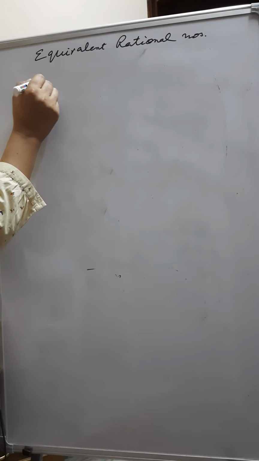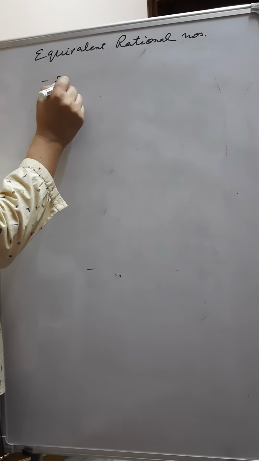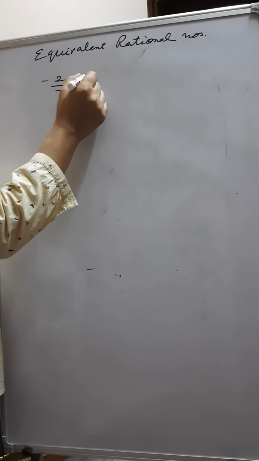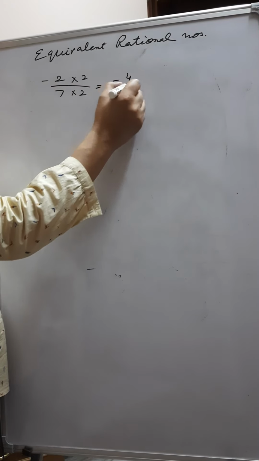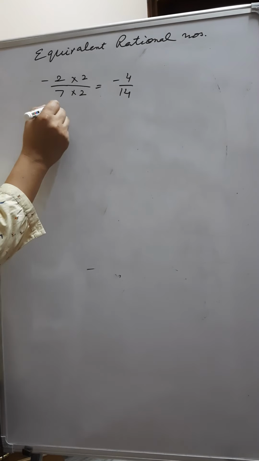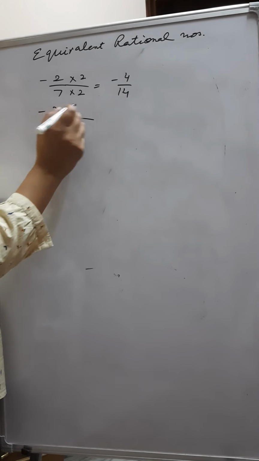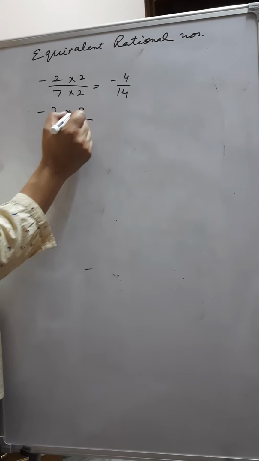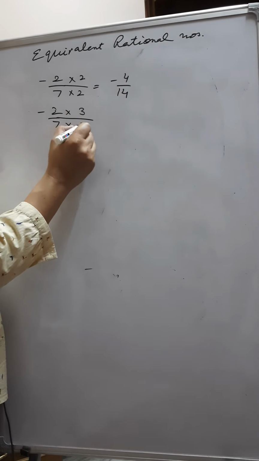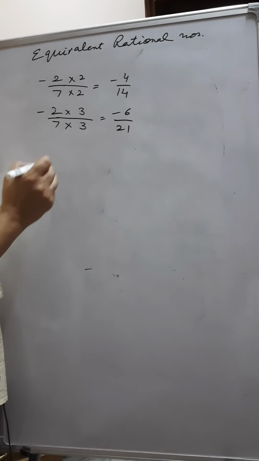Next example is minus 2 over 7. Minus 2 is multiplied by 2. In the same way, the denominator is multiplied by the same number. You will get minus 4 over 14, an equivalent fraction of minus 2 over 7. Now minus 2 over 7: the numerator minus 2 is multiplied by 3. You have to make sure that the denominator is multiplied by the same number. It is minus 6 over 21.